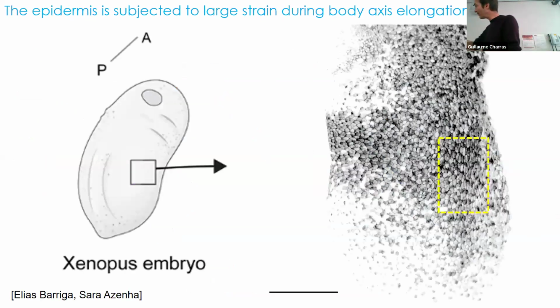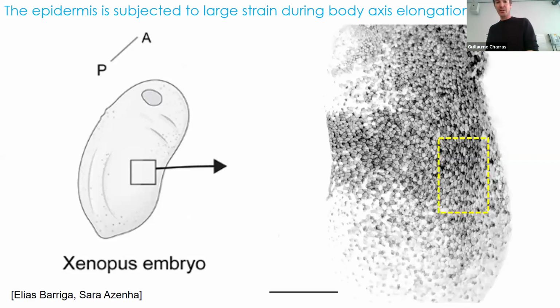And so we worked with Elias Barriga's lab in Portugal. He tried to first identify tissue in the developing frog that undergoes a large deformation. And what he realized is that when the embryos undergo axis elongation, so they elongate along the anterior-posterior axis, cells in the lateral epidermis seem to be subjected to quite a lot of deformation. So you can distinguish individual cells here in the lateral epidermis of a developing frog.